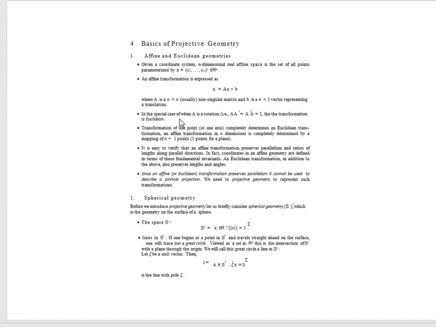Here we are discussing a special case, when A is a rotation, that is, when A transpose A is equal to I. This transformation we call the Euclidean transformation.